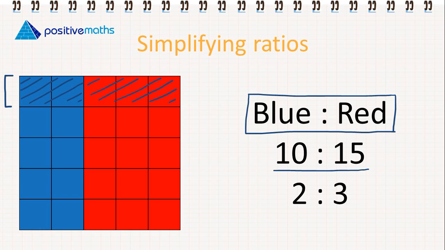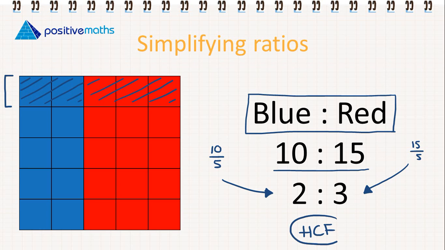Okay, and how we simplify the ratio is, we find the common factor of 10 and 15. We know that 5 goes into 10 and 5 goes into 15. So 10 divided by 5 is going to give us 2. And 15 divided by 5 is going to give us 3. So we use the highest common factor of 10 and 15 to simplify the ratio into the smallest form. Okay, so we've simplified the ratio. So it's still the exact same ratio. It means for every 2 parts that are blue, we have 3 parts that are red.